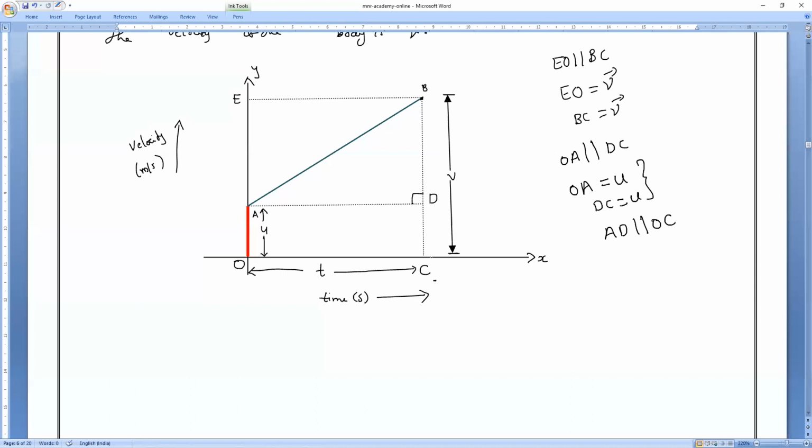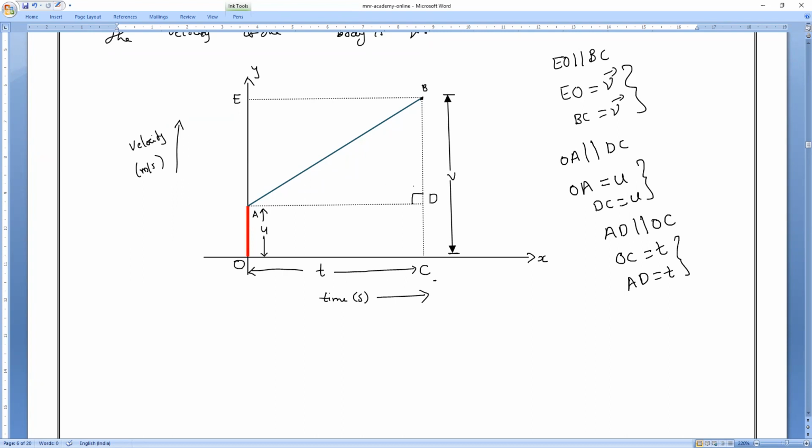Sanjay, can you tell me, OC is equal to what? Time. So OC is equal to time, which means AD is also equal to what? Time. Please learn these three things. EO is parallel to BC, so that EO is the initial velocity, and BC is the final velocity.